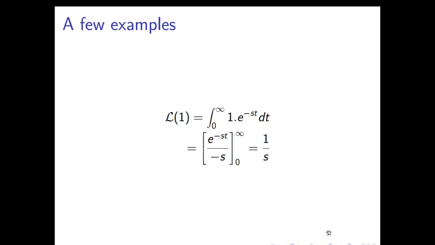At infinity, e raised to minus s into infinity, e raised to minus infinity is 0, and at the lower bound it is e raised to 0, that is 1, and so it is 0 minus 1, that is minus 1 by minus s, that is 1 by s. So the Laplace transform of 1 is equal to 1 by s. So how do we approach this result?